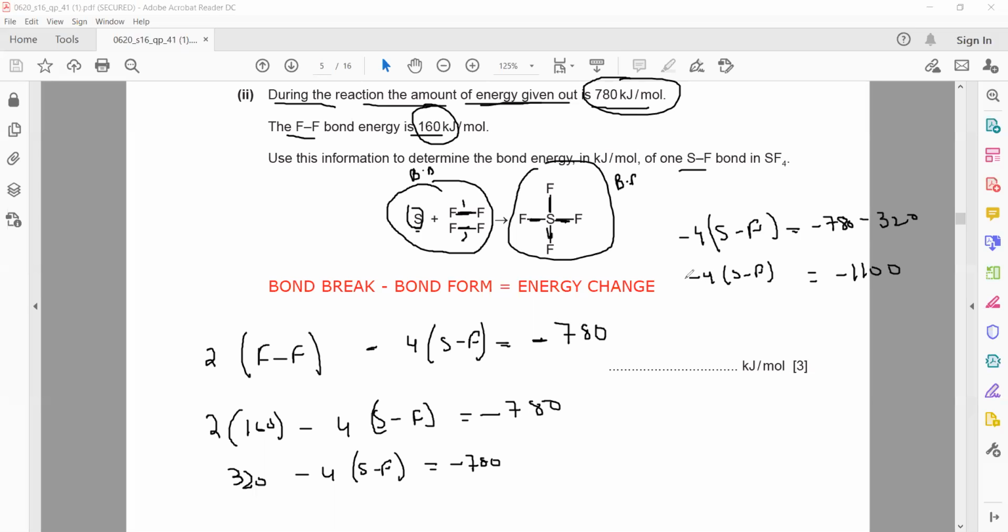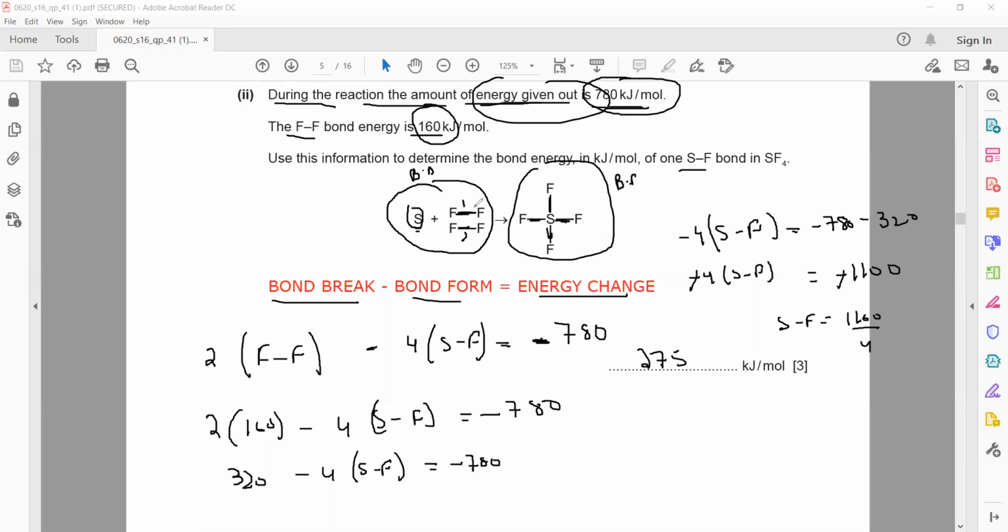This 4 is multiplied, and the minus will cancel with the minus; 4 is multiplied, on the other side it will divide. So the SF bond will be 1100 divided by 4, which is 275. So what we did: bond breaking energy minus bond forming energy is equal to the energy change. The energy released is the energy change, which is 780. But we did not put 780, we put minus 780. Why? Because energy is given out. Whenever energy is released, the energy change should be negative.